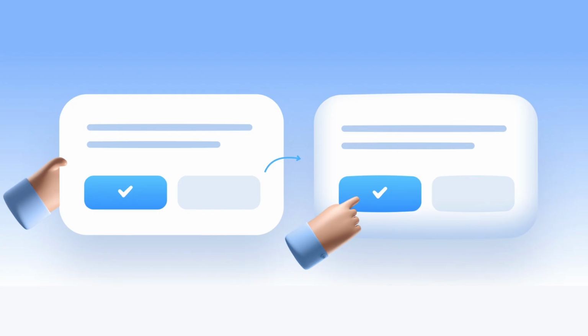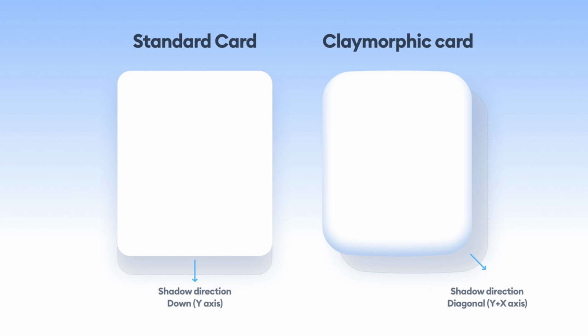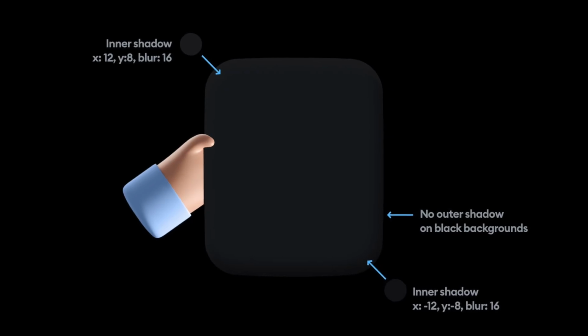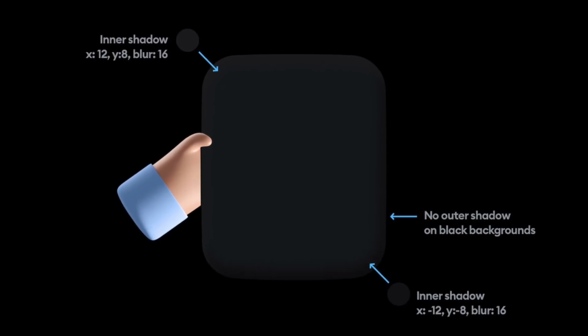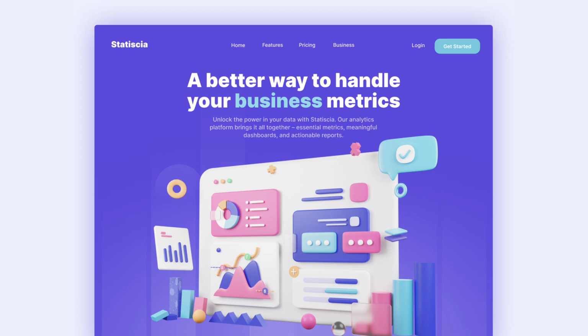It's all about inflating those previously flat surfaces with carefully placed inner shadows and diagonally placed outer shadows. It's definitely fresh, friendly, and combined with those fluffy 3D visuals, it makes for a nice look and feel. Here are some examples of Claymorphism to get you inspired this year.